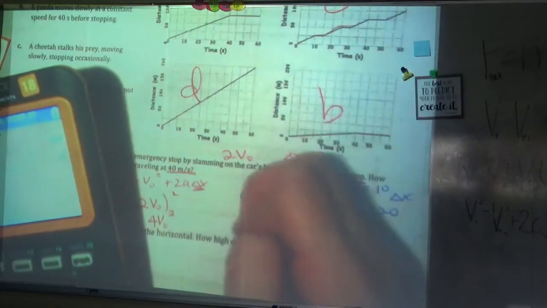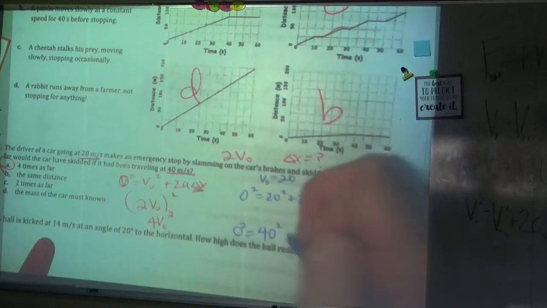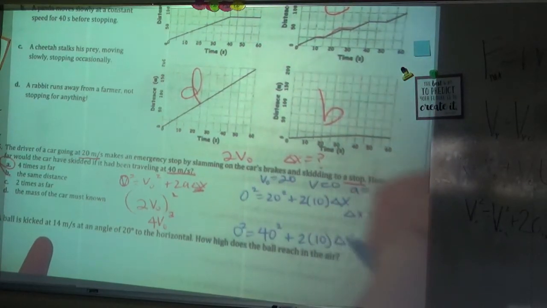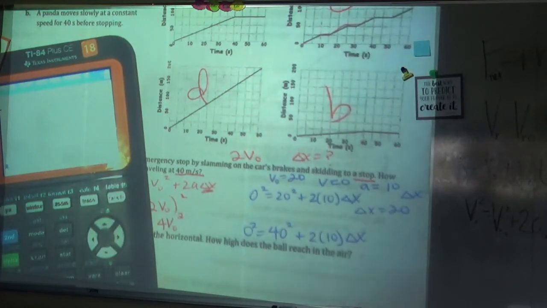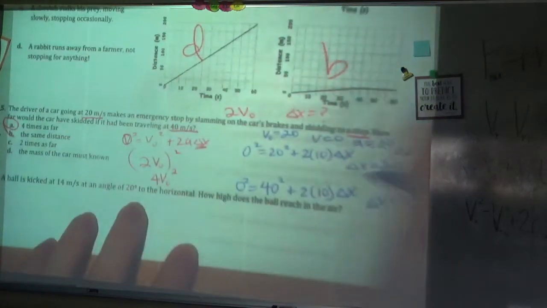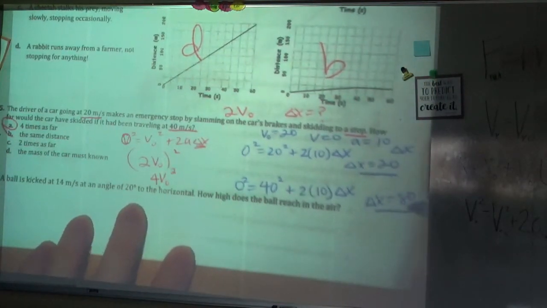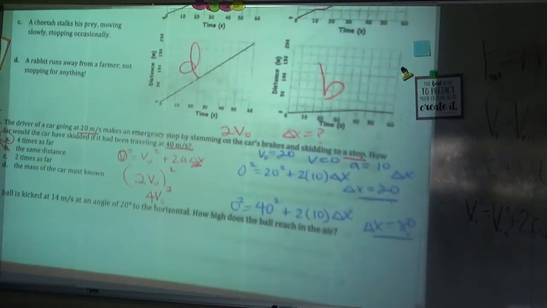Now do the same thing, but now with a velocity of 40. So 0 squared is 40 squared, same acceleration. What would your delta x be? 40 squared, divide the 20 over. Now my delta x would be 80. So if it's going from 20 over to 80, see how that's 4 times the distance, 4 times as far. Either way works, whatever makes the most sense to you.